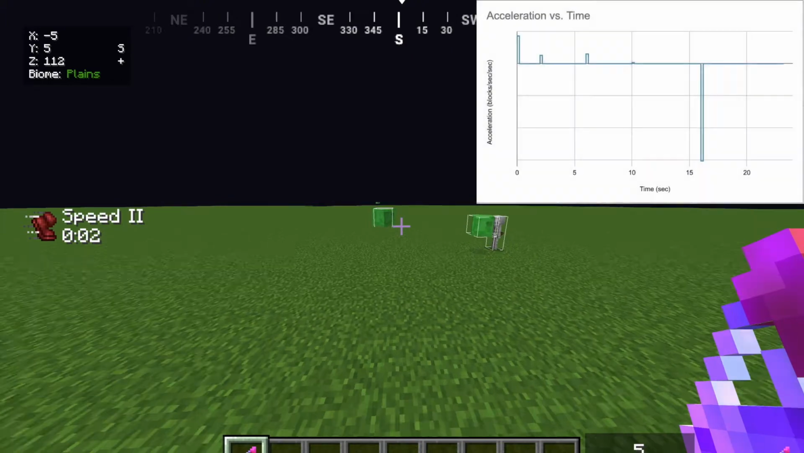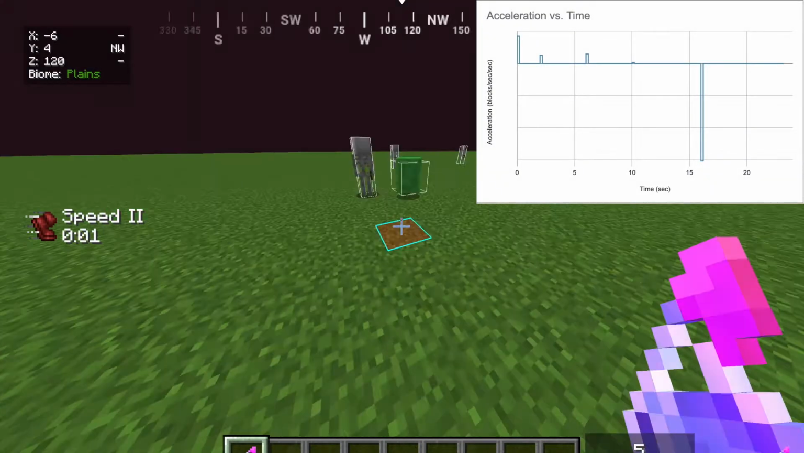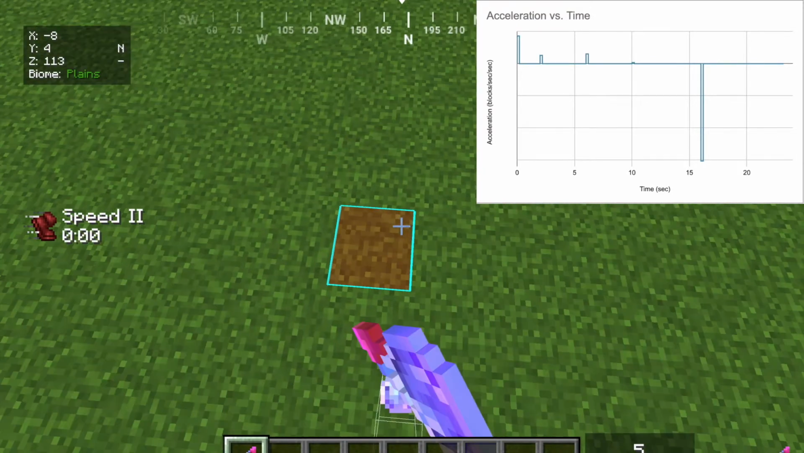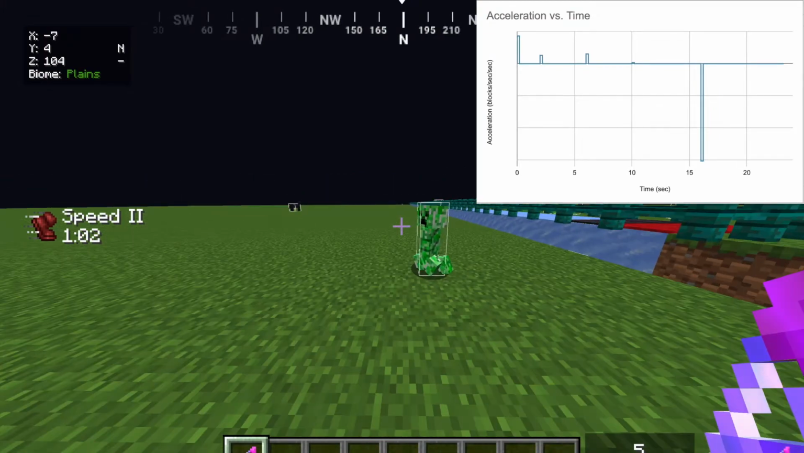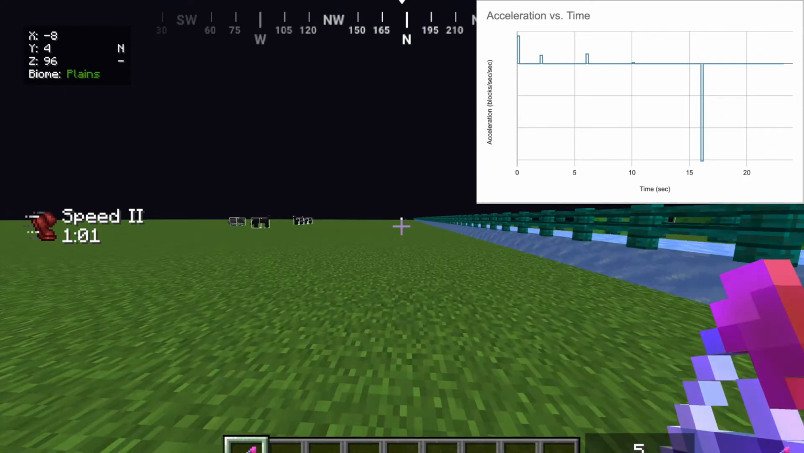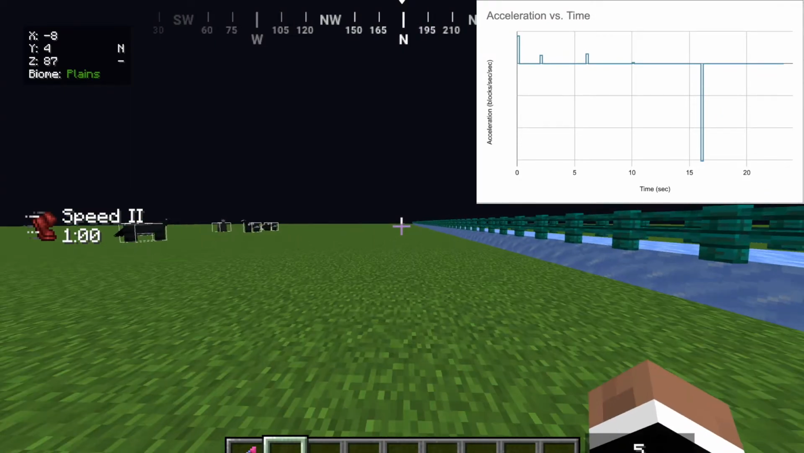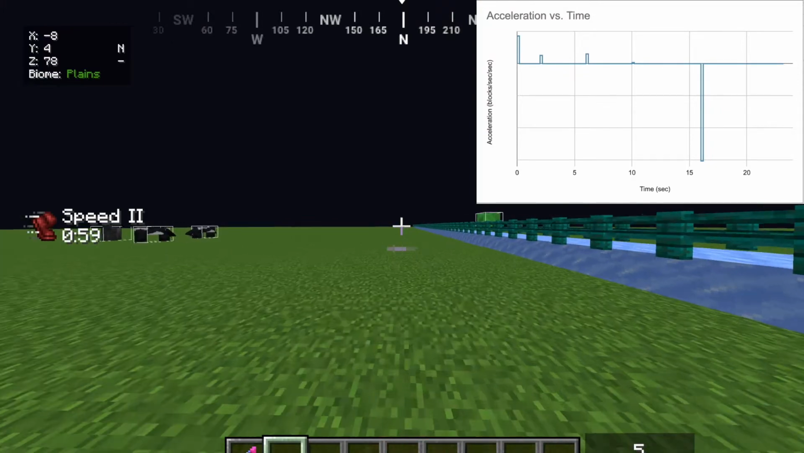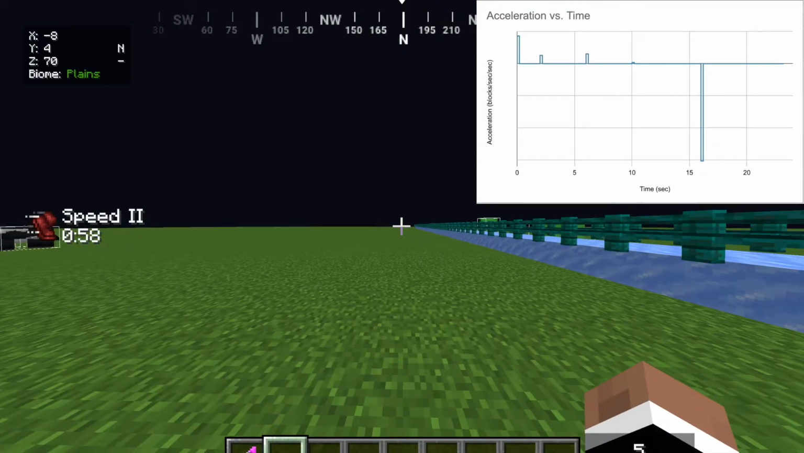Then for acceleration, there's a great bump at the start because when we start moving from 0 to 4.317 blocks or meters per second, we had a great increase. Then, as our velocity was constant, our acceleration was back to 0. Then we have a slight increase of acceleration because we slightly increased our speed from 4.317 meters per second of walking speed to 5.612 meters per second of sprinting speed.